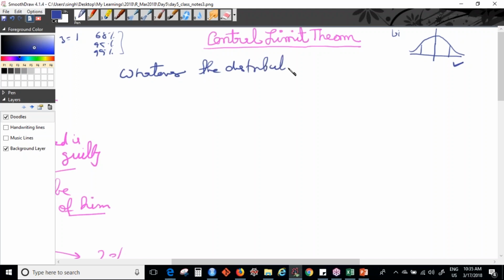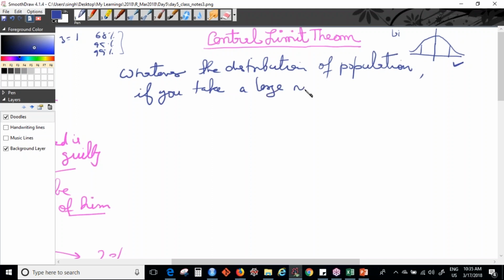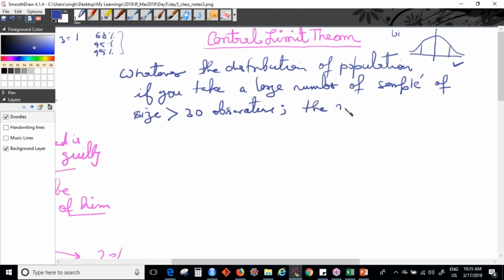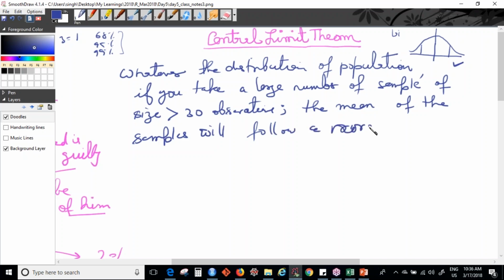So whatever the distribution of population, if you take a large number of samples of size greater than 30 observations, the mean of the samples will follow a normal distribution.